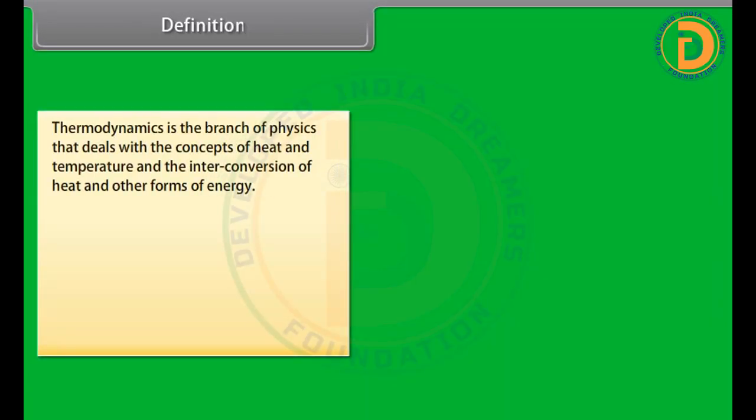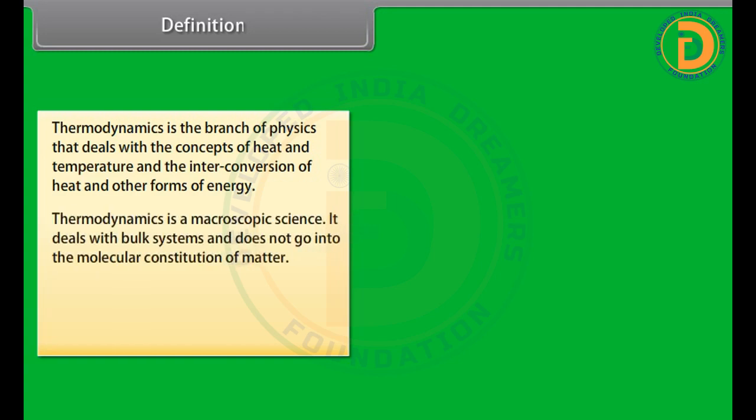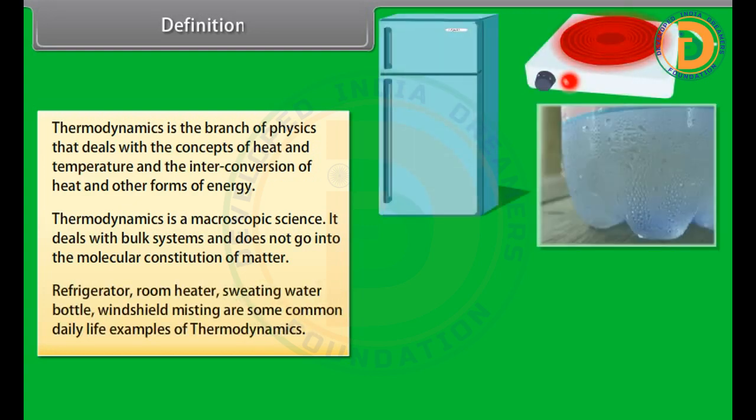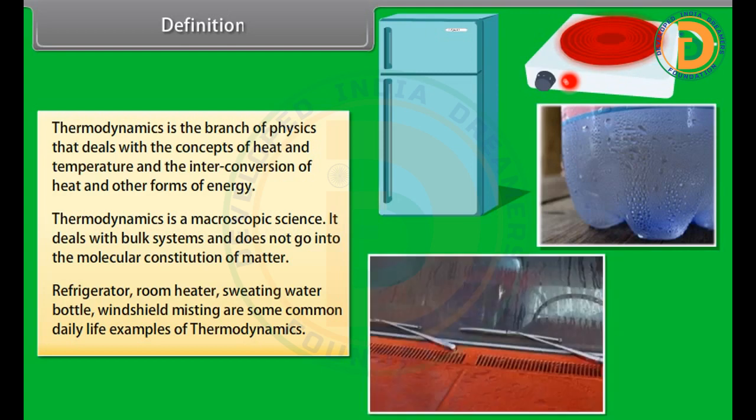Definition. Thermodynamics is a branch of physics that deals with the concepts of heat and temperature and the interconversion of heat and other forms of energy. Thermodynamics is a macroscopic science. It deals with the bulk systems and does not go into the molecular constitution of matter. Refrigerator, room heater, sweating water bottle, windshield misting are some common daily life examples of thermodynamics.